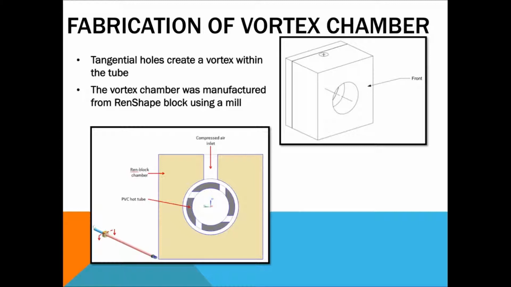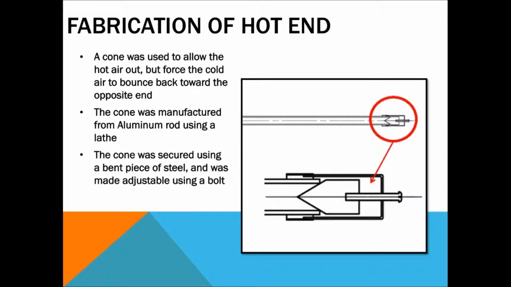four tangent openings. As the air spins down the tube toward the hot end, the kinetic energy in the air movement causes the air temperature to increase along the walls and decrease in the center. To separate these two streams of air, a cone attachment is fixed at the hot end. Since the hot air is on the outside, it escapes out of the tube along the angled sides of the cone. The cold air in the middle strikes the tip of the cone and bounces back toward the opposite end to exit out of the cold side.